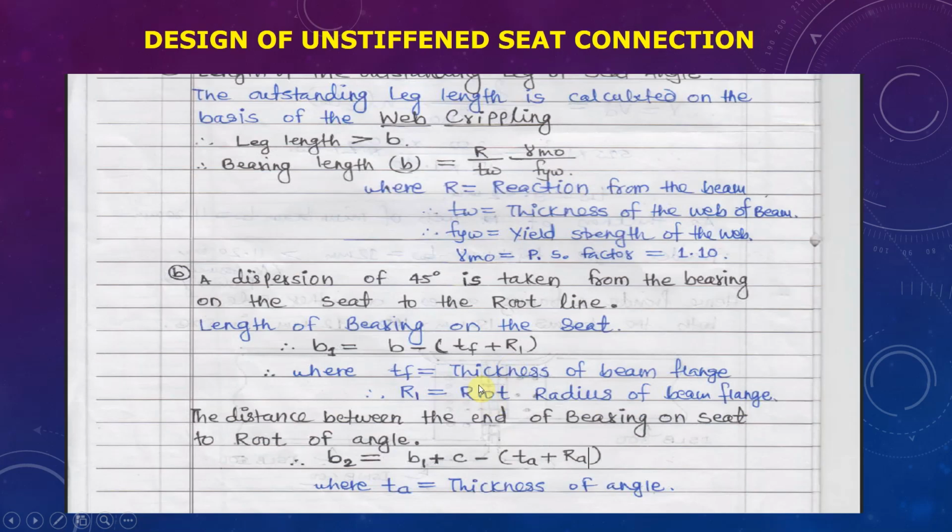Therefore, this length of bearing on the seat we have to find out. That is B1. B1 is equal to B minus (TF plus R1), where TF is the thickness of the beam flange and R1 is the root radius of the beam flange. The distance between the end of bearing on the seat and the root of the angle is B2.